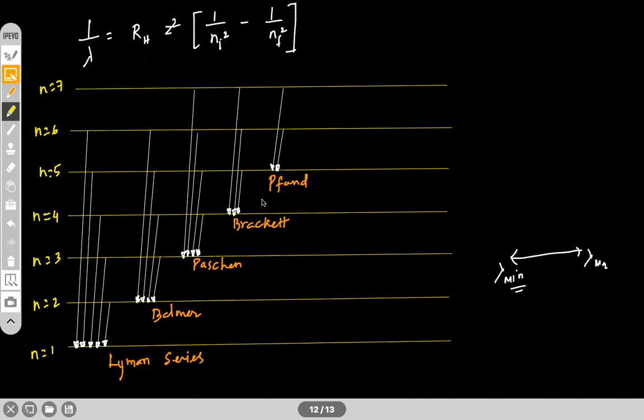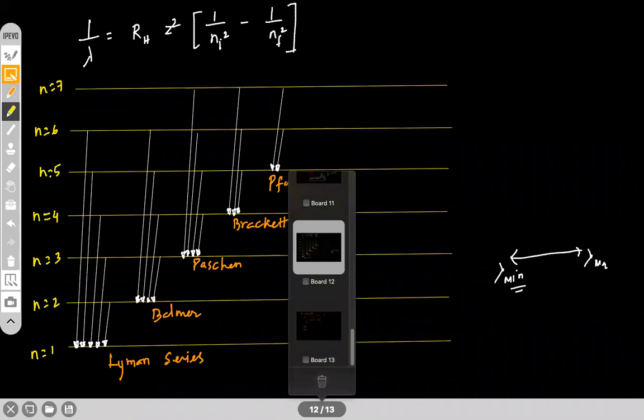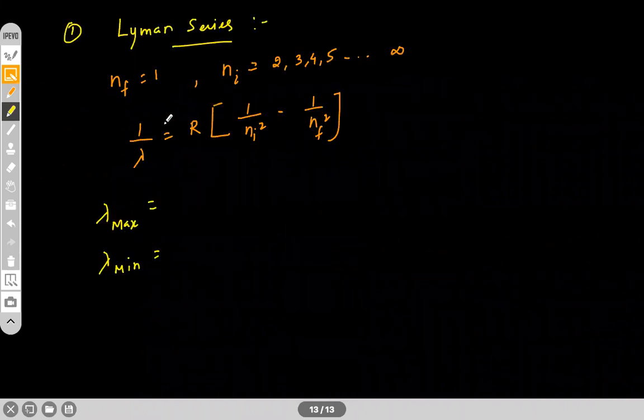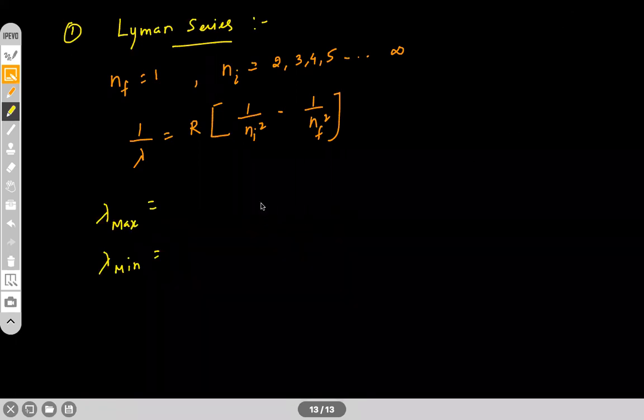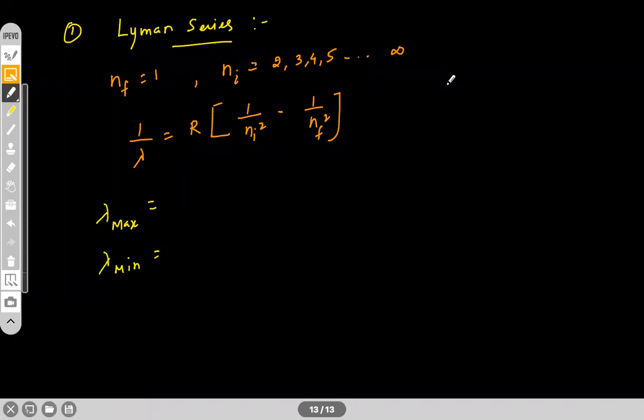Lambda can't be negative. Why are you getting negative sign? Done this one? Okay. Now you see, whatever I'm going to discuss now for Lyman series, like how to identify the value of NI in order to get the maximum and minimum wavelength, this thing is valid for all the series, Balmer, Paschen, Brackett, Pfund, all the series. NF is fixed. We just need to think for NI only.